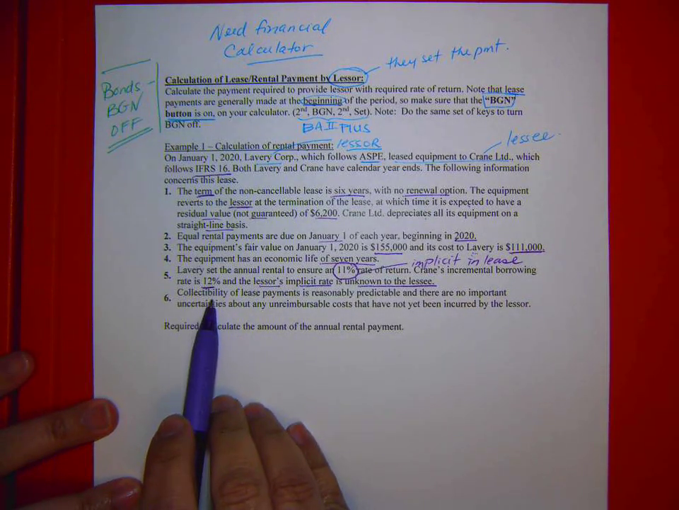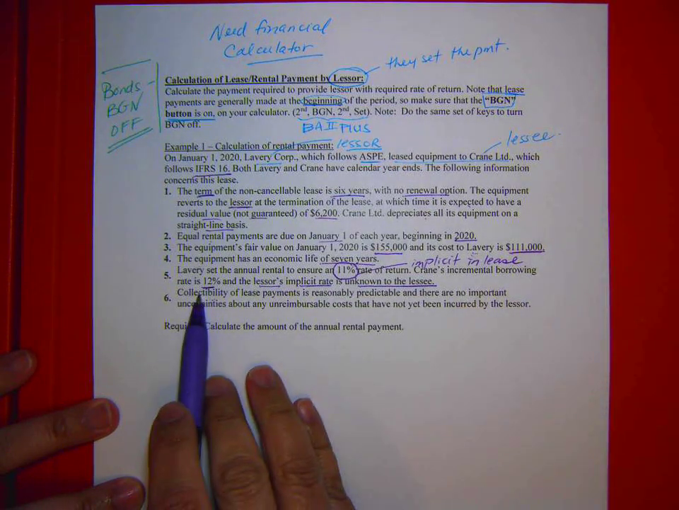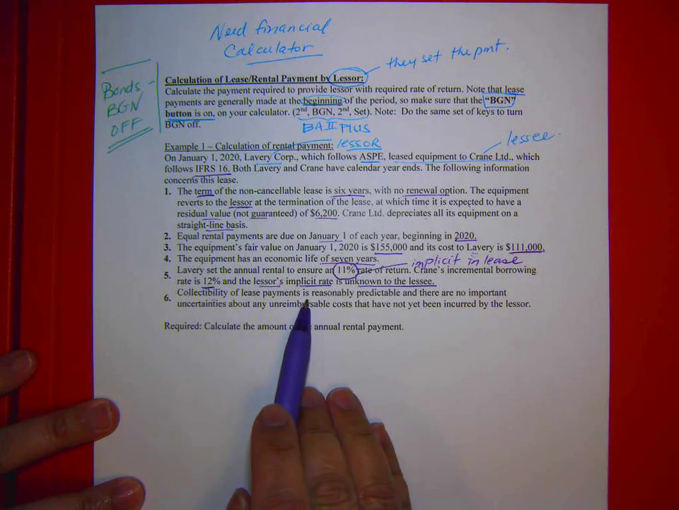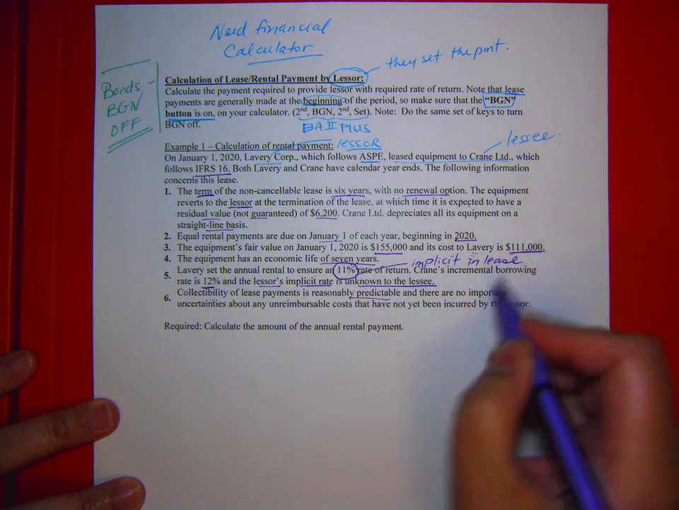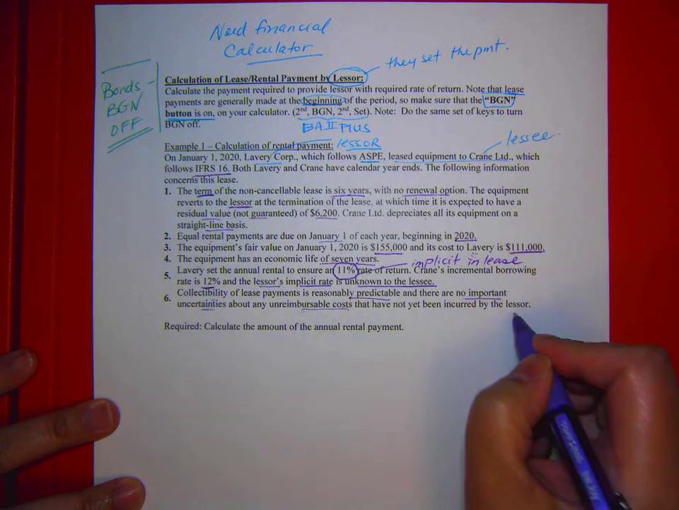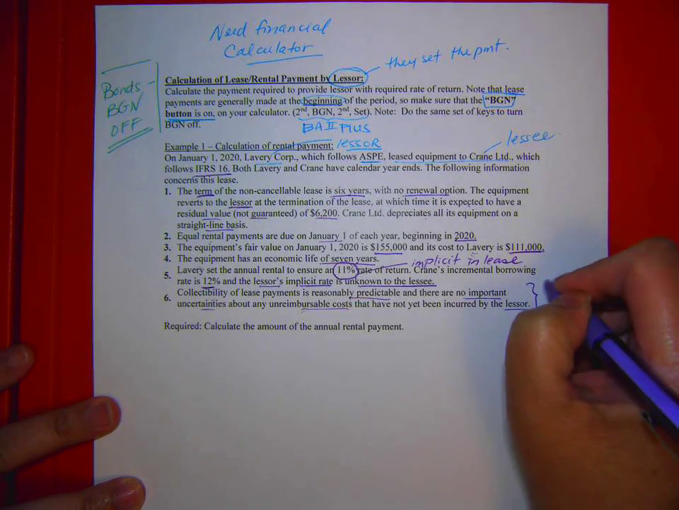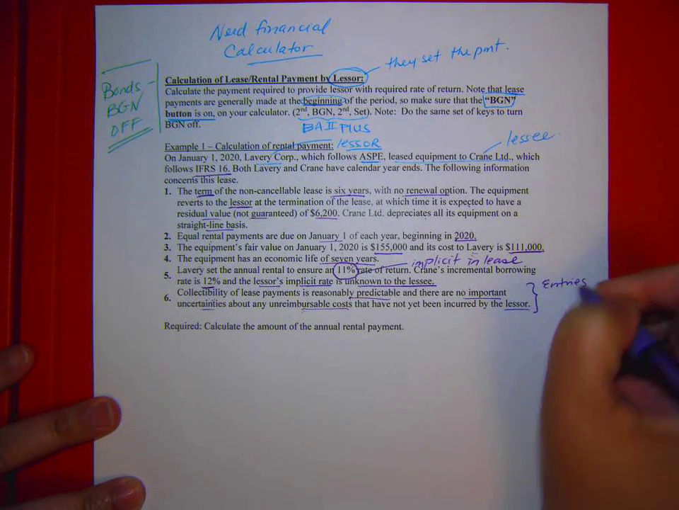Now, when you're doing the entries for lessor, it's going to depend, the collectability makes a difference in what kind of lease it is. So that's why you'll see things like collectability of lease payments is reasonably predictable, no important uncertainties about unreimbursable costs, and so on. So this becomes more important when we're doing entries for lessor.